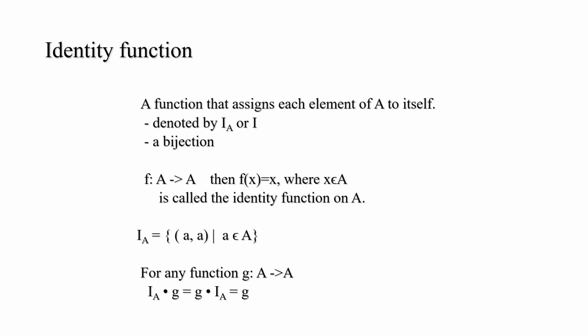Let f be a function from A to A. If f of x is equal to x, where x is an element of A, then f is called an identity function on A. Or in other words, an identity function on set A is the set of all ordered pairs (a, a) such that a is an element of set A. If you take composition of any function with its identity function, it will be equal to the given function. This is a property of identity function.